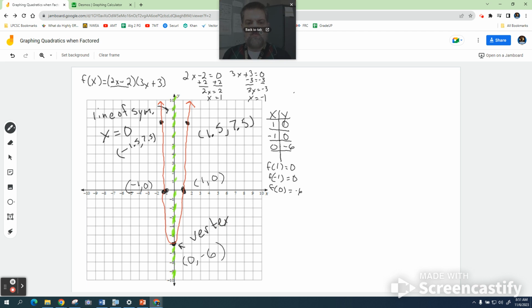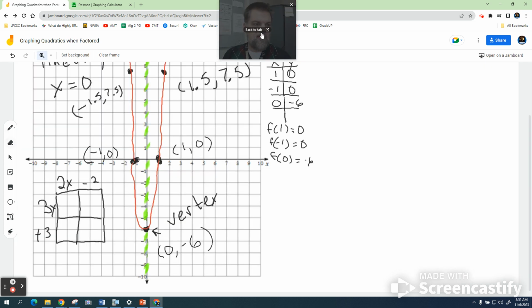Now I only have one other thing that I want to do, and that's to multiply these out and see what the function is. So I'm going to take, and down here, I'm going to make a little 2x2 grid. And I'm going to multiply 2x minus 2 times the quantity 3x plus 3. I'm going to zoom in because my handwriting is not the greatest.